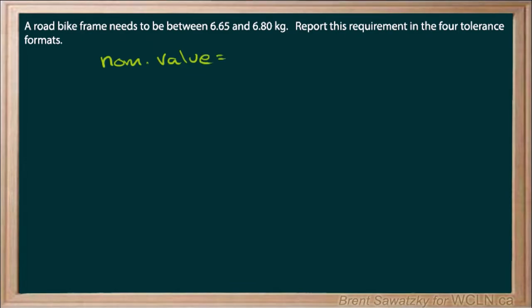Now, the nominal value is the value in between the minimum and the maximum. And so we could kind of map it out, 6.65 and 6.8, and find in between. And another way of doing it is just to say we can treat it kind of like the average of the two, 6.65 plus 6.80 all divided by 2. And so we can plug that into a calculator if you wish. And we come up with 6.725 kilograms. All right, so nominal value, check.